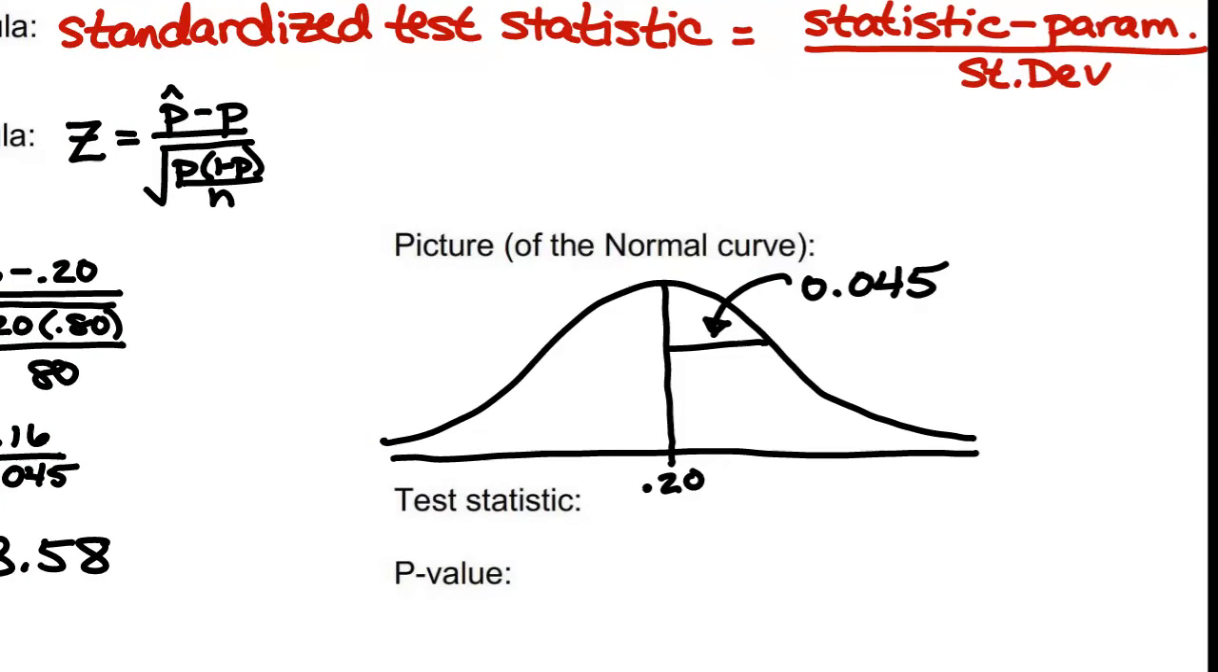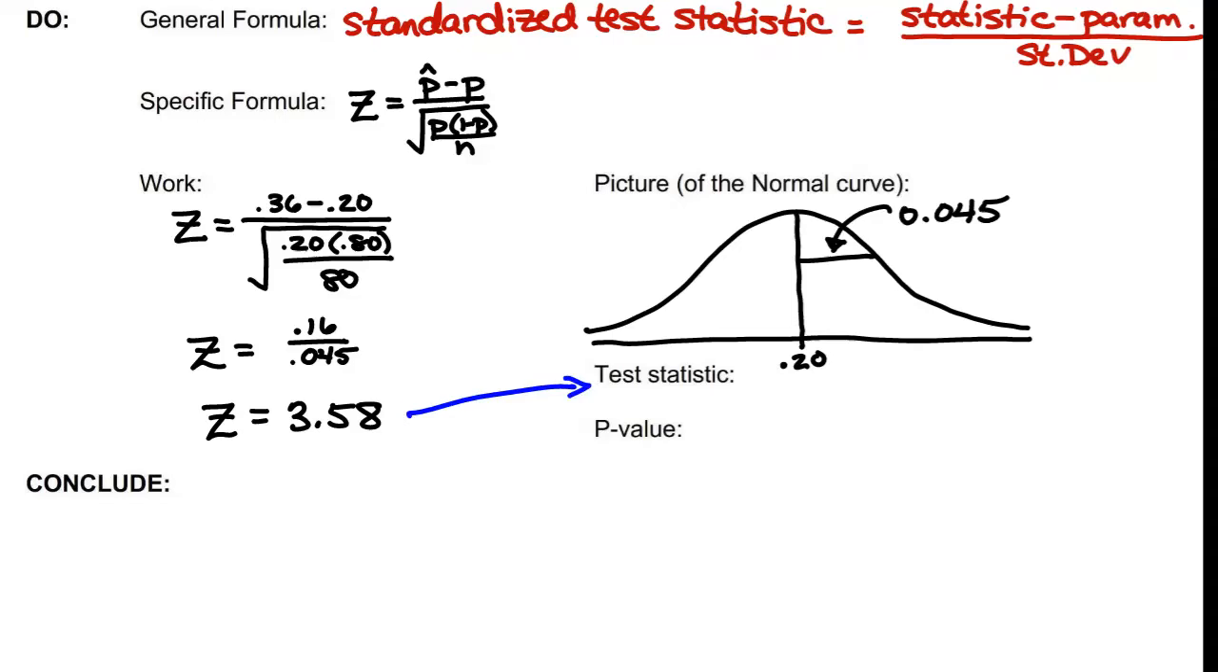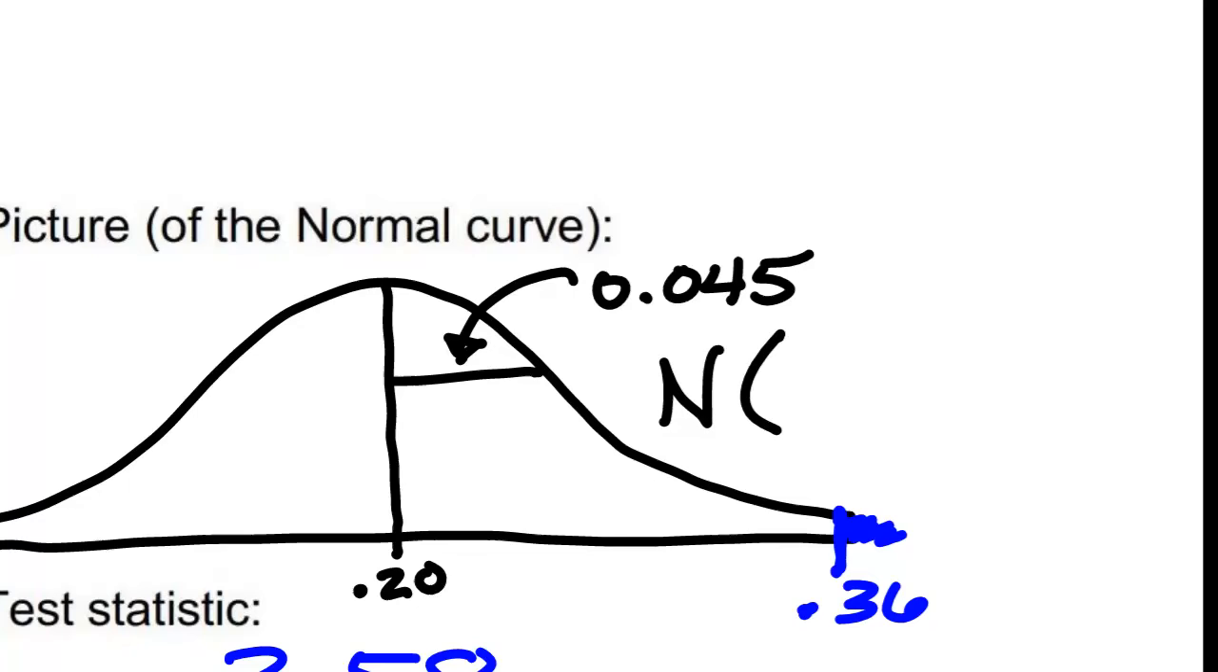Our test statistic was 3.58. What does that tell us? 3.58 standard deviations away from the mean. To the left or to the right? To the right. How far does a normal curve usually go? Takes me out 3 standard deviations. So this guy is way over here. There's our 0.36, and we're going to shade it in. We still need the N with the mean 0.20 and the standard deviation 0.045 or 0.044, depending on what you used.